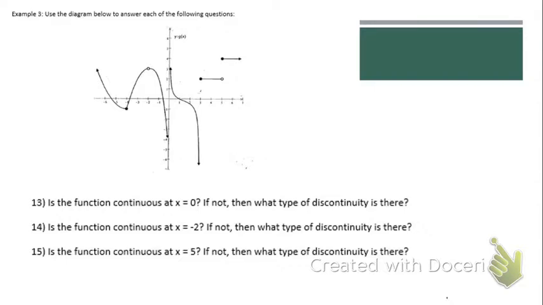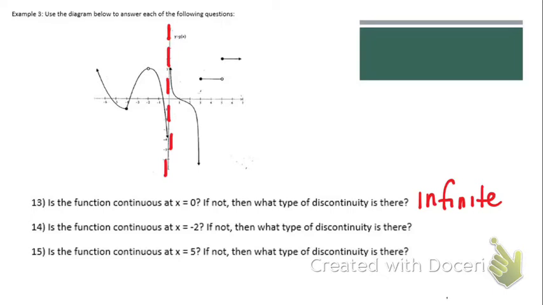Okay, so at 0, what kind of discontinuity do you have at 0? Infinite. So at 0, right here, notice how the left side is approaching infinity and the right side is approaching infinity. So anytime you're approaching infinity, you have an infinite. If it's positive or negative infinity, that doesn't matter.